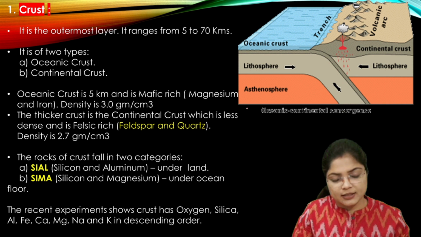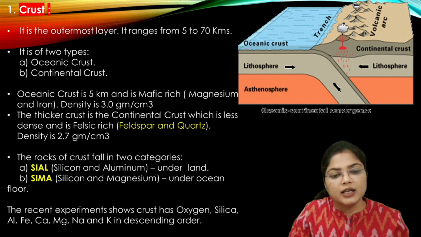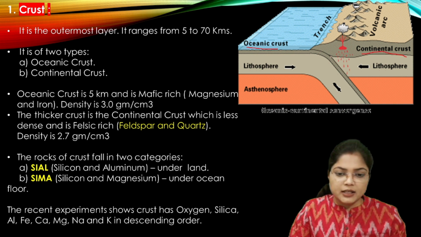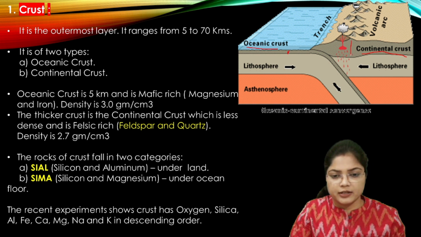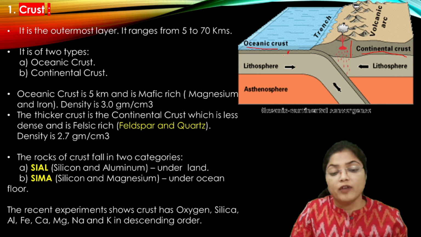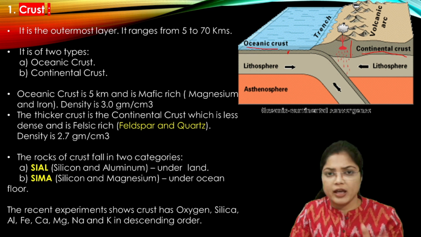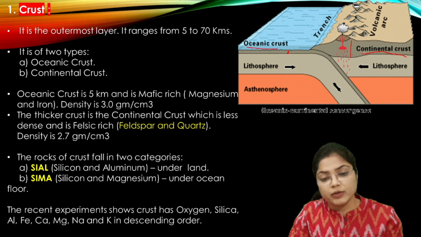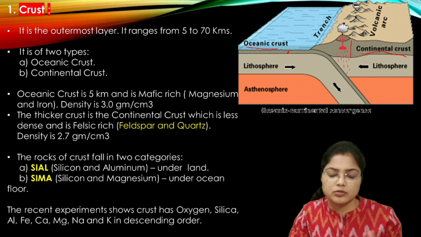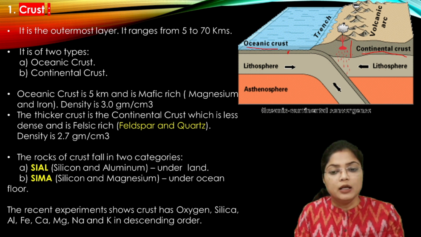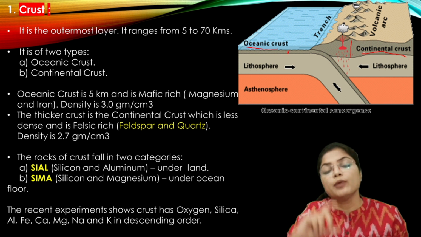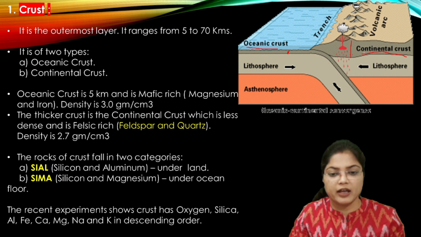Then here you can see crust. This is oceanic crust and this is continental crust. You can see the difference between the thickness of the oceanic crust and the thickness of the continental crust. Oceanic crust is much thinner than the continental crust. It is about only 5 kilometer, while the continental crust thickness varies. It varies up till 70 kilometer or 100 kilometer also somewhere. Means it depends, because continental crust gets thicker in the mountainous region. That's why its thickness varies.